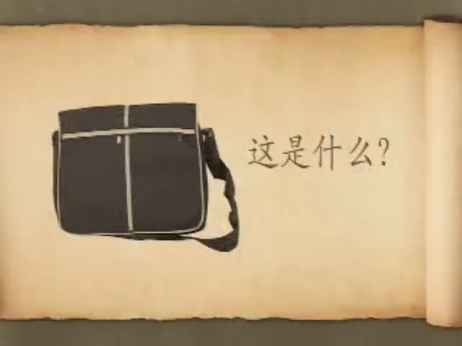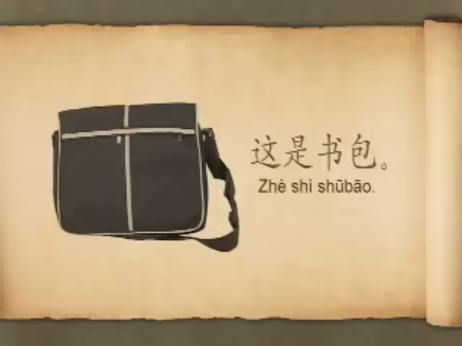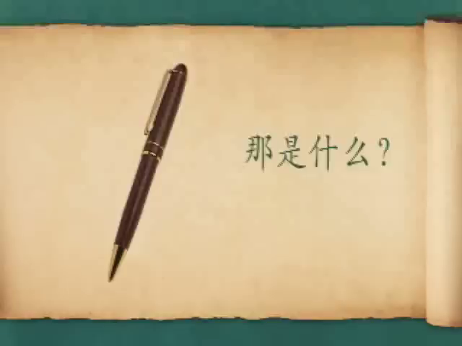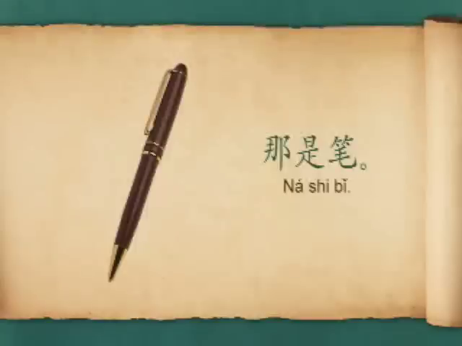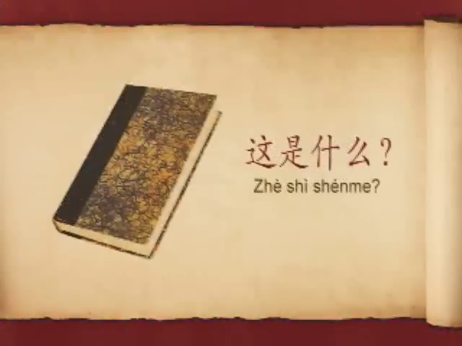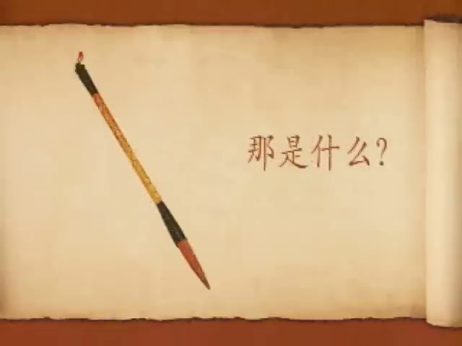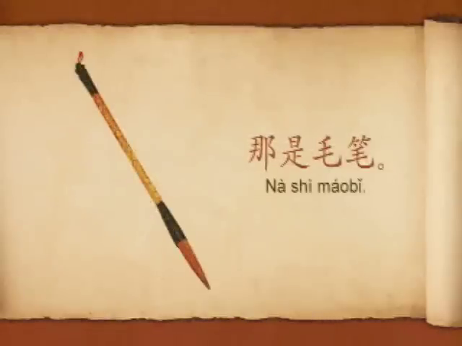这是什么? 这是书包. 那是什么? 那是笔. 这是什么? 这是书. 那是什么？你知道吗？那是毛笔。Did you identify the objects correctly?